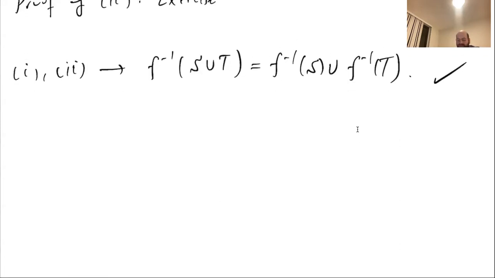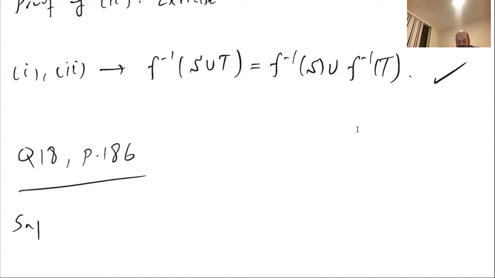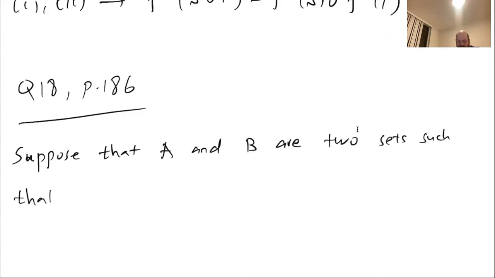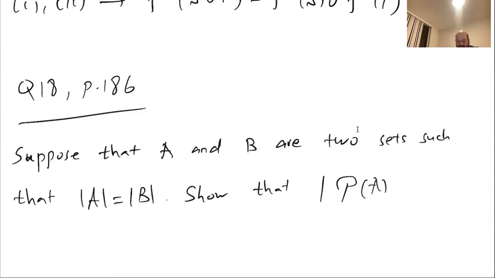Question 18, page 186. Suppose that A and B are two sets such that cardinality A equals cardinality B. Show that cardinality of power set of A is equal to cardinality of power set of B.